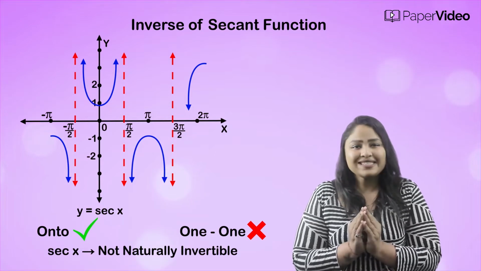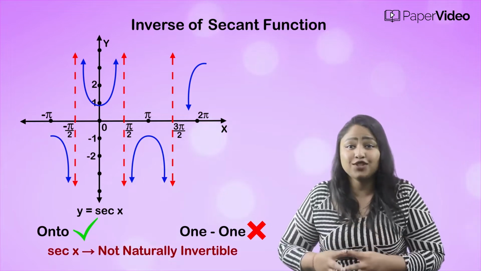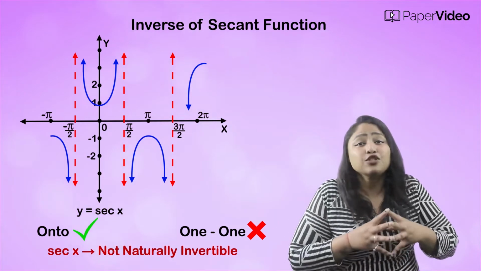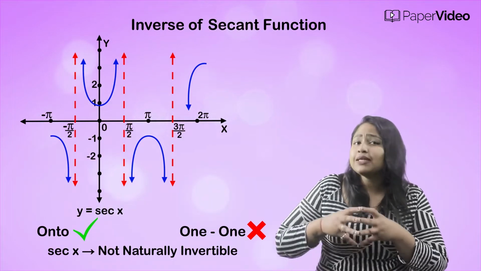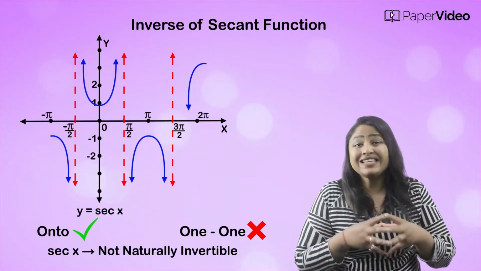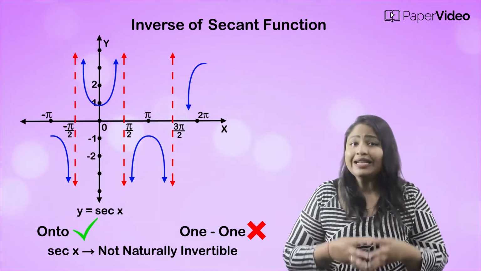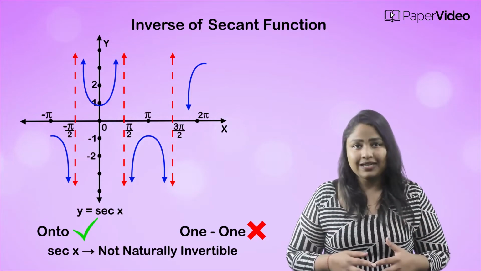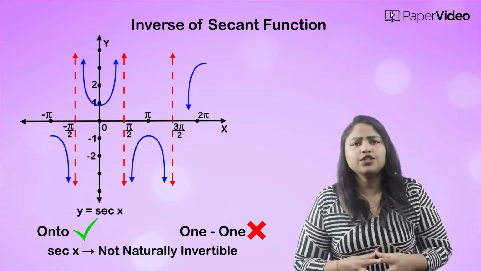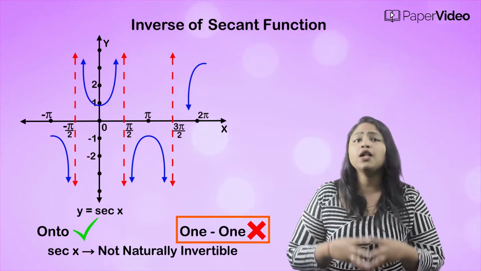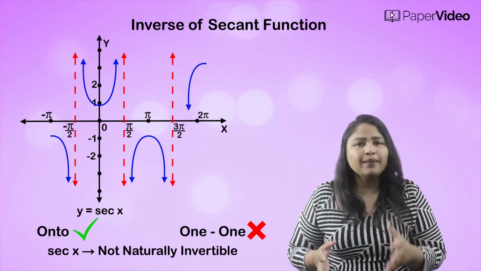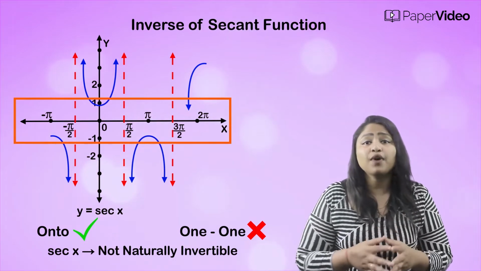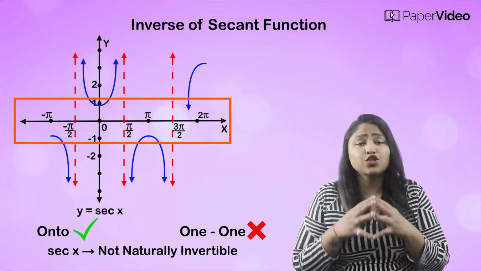So, how come we are studying the inverse of secant function when secant function is not naturally invertible? Confused? Don't be. There is a method by which we can make secant function invertible, and that is what we are going to discuss now. As of now, we know that the secant function is not naturally invertible because it is not a 1, 1 function. So, we can make it invertible by making it a 1, 1 function by restricting its domain.